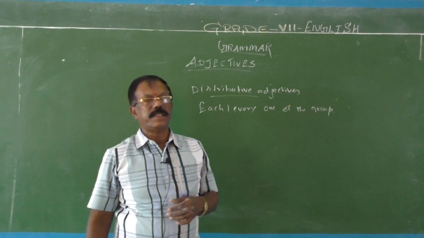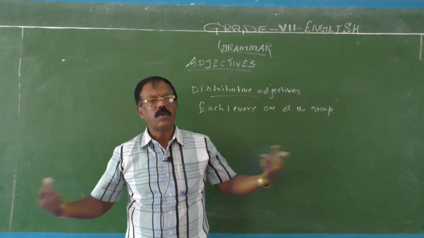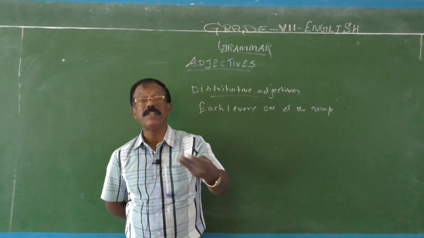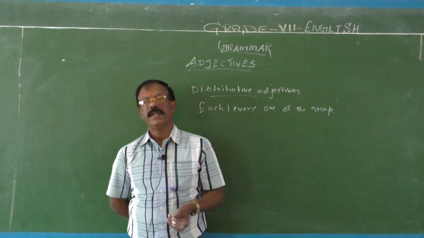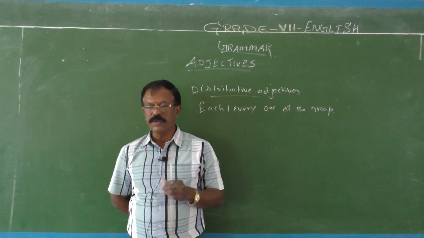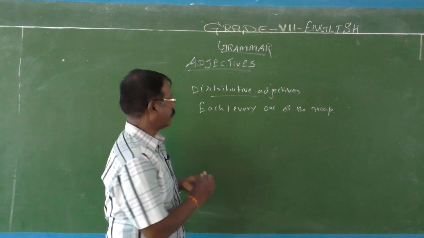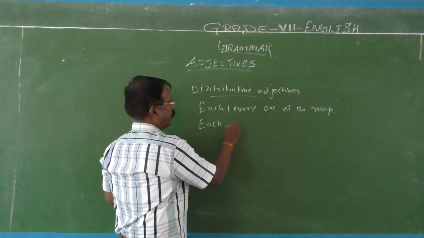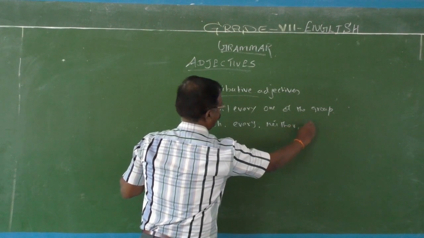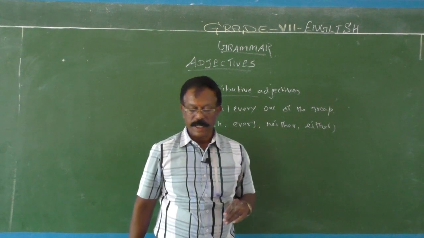Normally the word distribution stands for giving away, distributing something to all members of the family, to all members of the group. That is called distribution, giving away. So adjectives that refer to each and every one of the group are called distributive adjectives. They are each, every, neither, either.